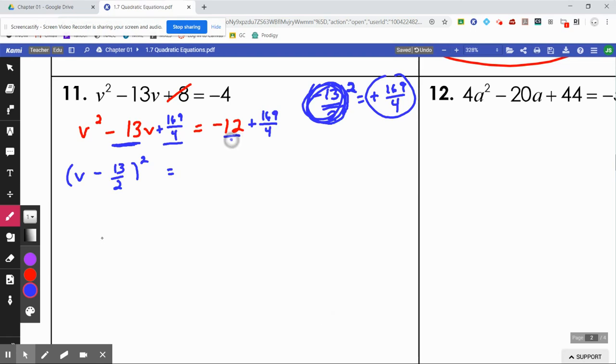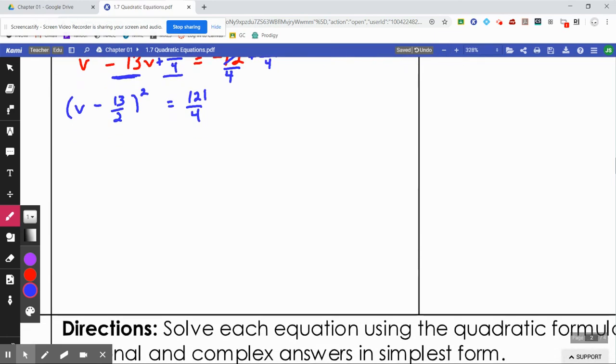Equals negative 12 over 1. We need a common denominator. Multiply top and bottom by 4. That'll be a negative 48 on top. So that gives you 121 over 4. That worked out nice and neat.